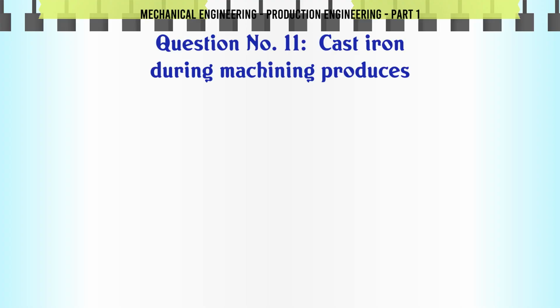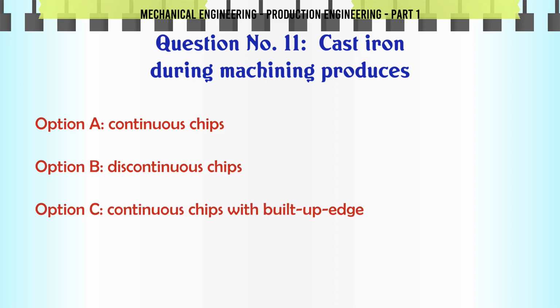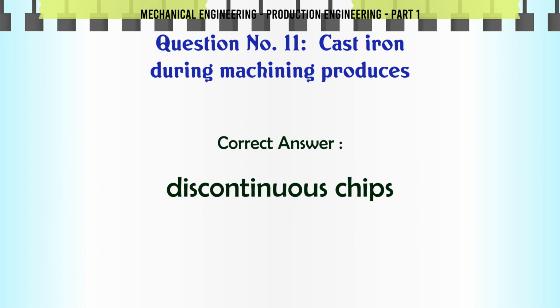Cast iron during machining produces A. continuous chips. B. discontinuous chips. C. continuous chips with built-up edge. D. none of these. The correct answer is discontinuous chips.